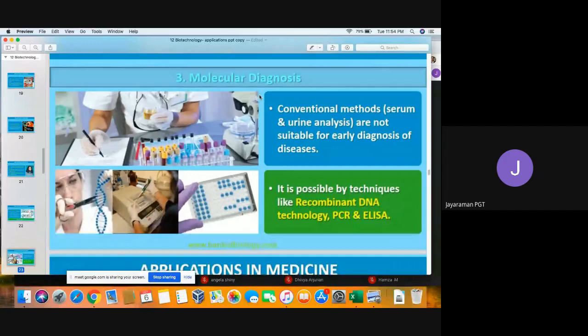The antibody and antigens are highly specific, they don't pair randomly. So when a particular antigen is there, the particular antibody will be produced by the body. Once antibodies are produced by the B cells, these antibodies remain in our body for some time. Some cells form plasma cells, some form memory cells. Memory cells remain.